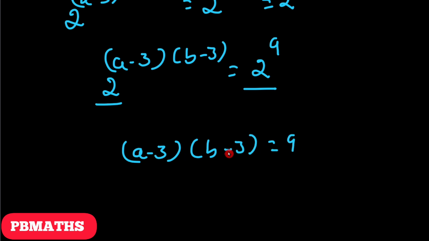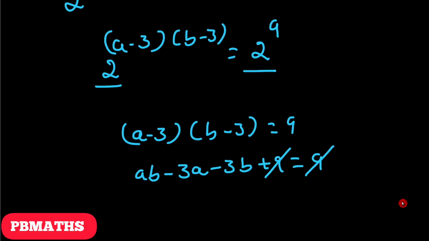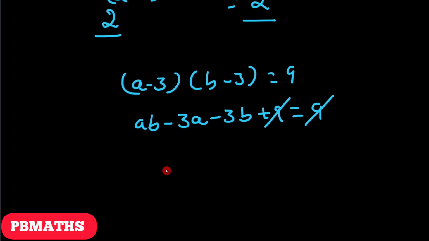Let's simplify this LHS now. A into b we get ab. A into minus 3 we get minus 3a. Minus 3 into b we get minus 3b. Minus 3 into minus 3 we get plus 9, equals 9. We can cancel this 9 and 9 on either side of the equal. Then by shifting that negative 3a and negative 3b to the other side, we get 3a plus 3b.